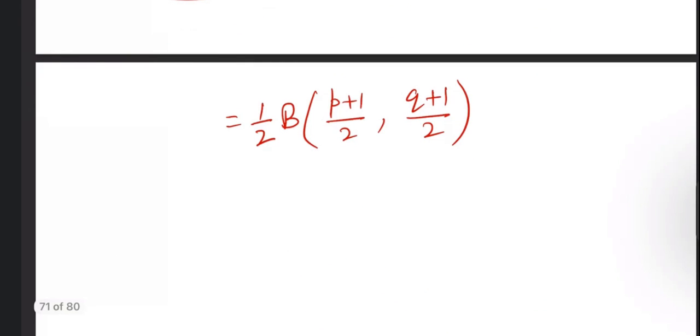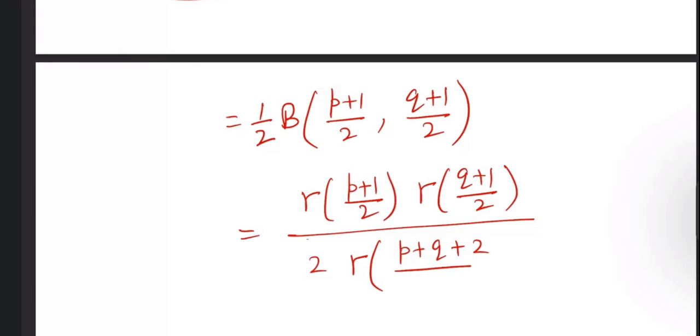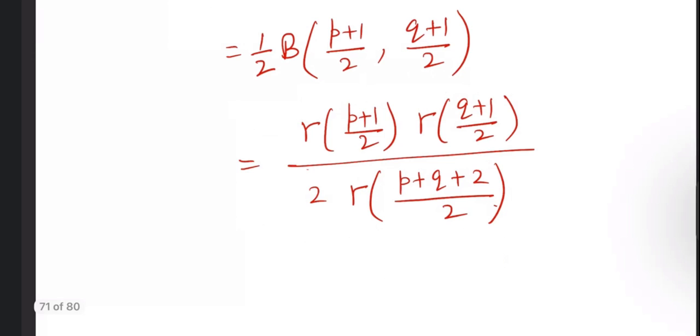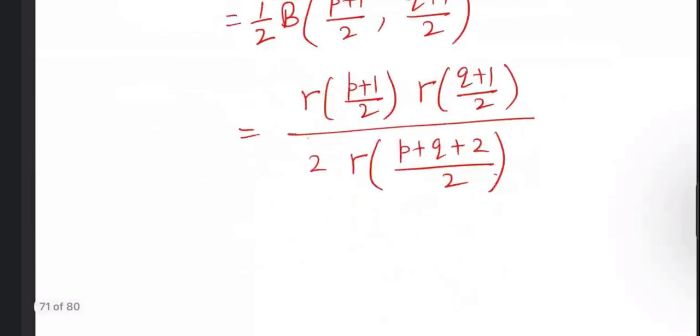So then apply the relation between beta and gamma function. Then gamma of (p plus 1) divided by 2, gamma of (q plus 1) divided by 2, divided by 2 into gamma of (p plus q plus 2) divided by 2. This will be the evaluation of the integral, this integral 0 to pi by 2 sin raised to the power p x cos raised to the power q x dx.